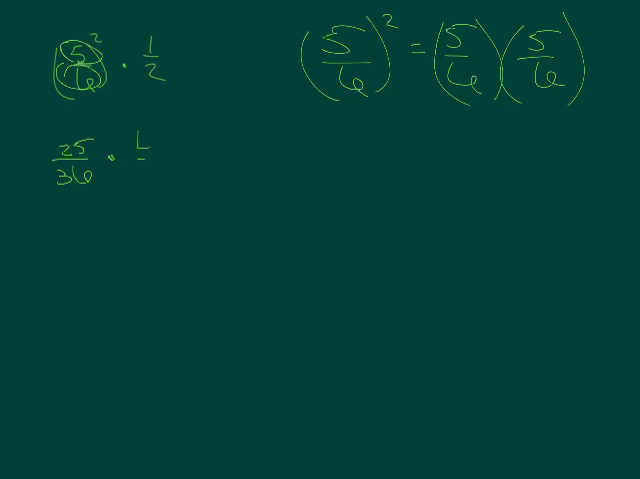Then I multiply by 1/2, or I'm taking half of that. Remember, I said when you take a half, you double the denominator and put the numerator on top and you're done. So that's 25 over 72.